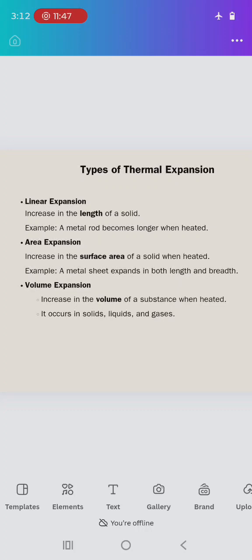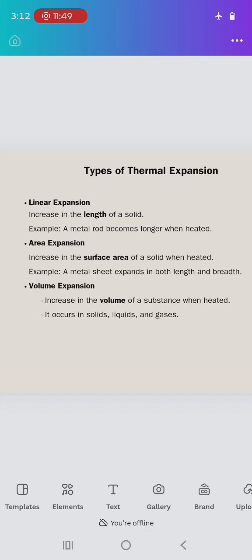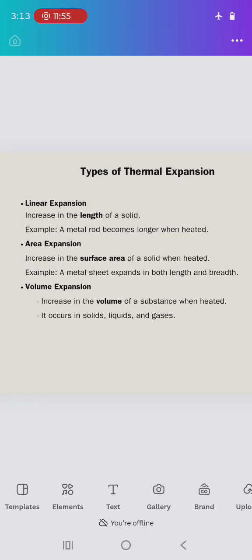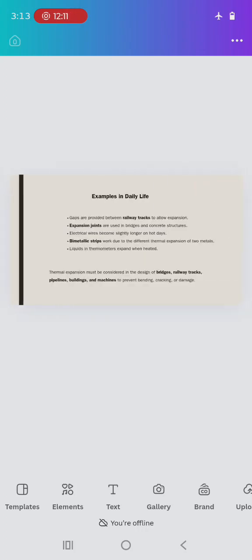Finally, volume expansion. Volume expansion means increase in the volume of the substance when heated. It occurs in solids, liquids and gases.